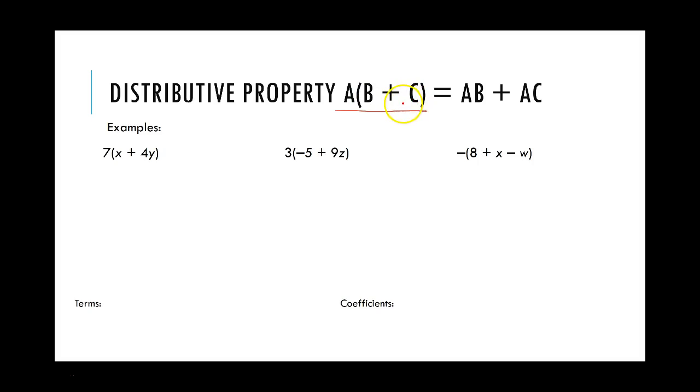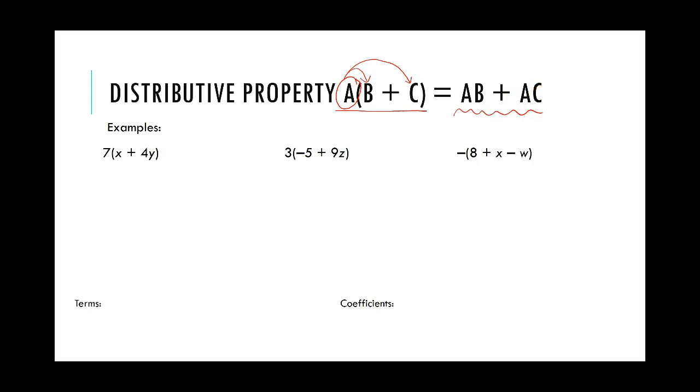That set of parentheses could have an addition sign or a subtraction sign in order to apply the distributive property. So the distributive property says we want to take the number outside of the parentheses and distribute it to everything inside. So notice you now have the A with the B and the A with the C.